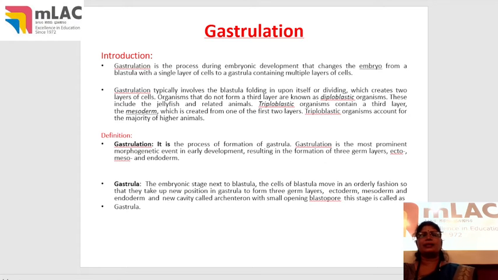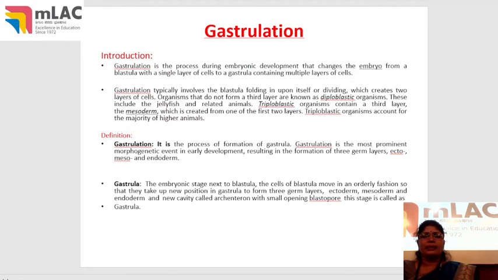Gastrulation is the process of the second stage of development. Gastrula is the second stage of development. Gastrulation is the process of forming the gastrula. This is early development of any organism, called embryonic development. During embryonic development, after the blastula, the cells undergo morphogenetic movement and form the three germ layers: the ectoderm, endoderm and mesoderm. The formation of three germ layers is called gastrulation.